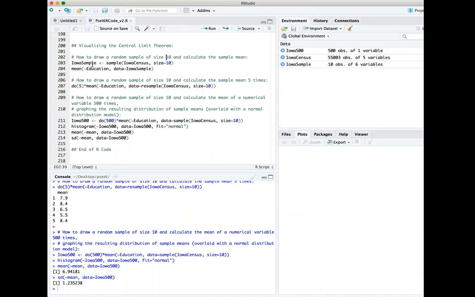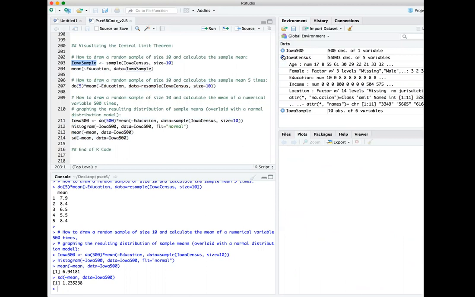What I want to show, first of all, is if we look at the Iowa Census, you'll see that the census consists of 55,000 observations with 5 variables. Now, there is a census. Typically, the census in the United States is done every 10 years. It's quite expensive to do, and quite often, because it's expensive, you can't ask that many questions.